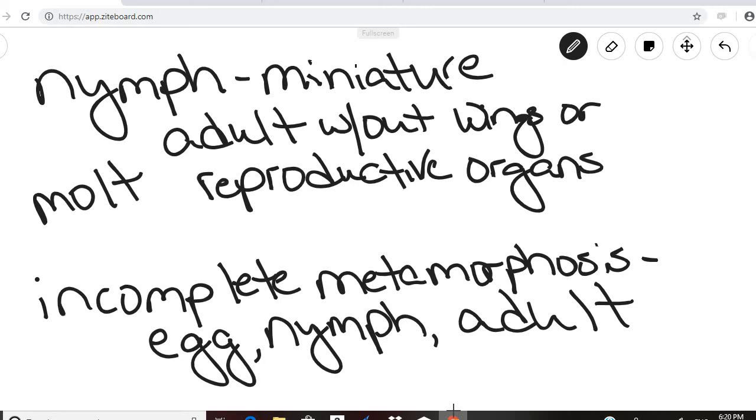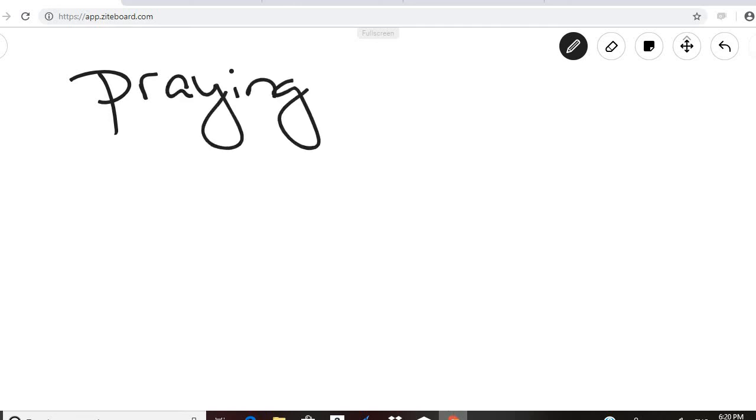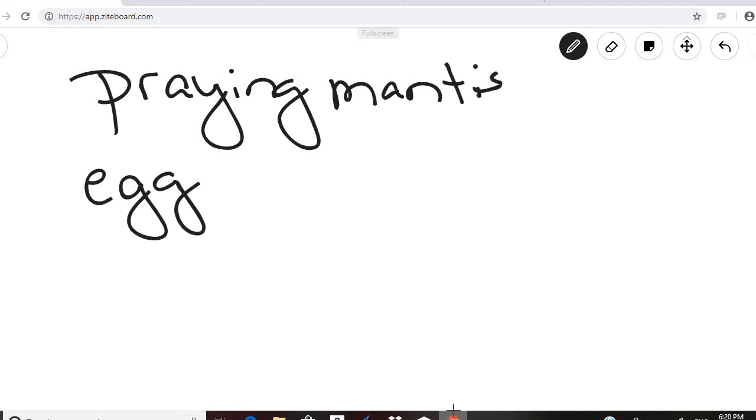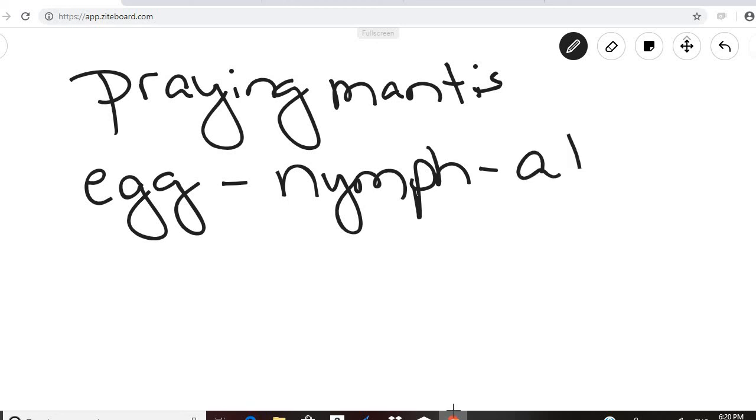Praying mantis is an example of an organism that does incomplete metamorphosis. So a praying mantis just goes from the egg stage, then it goes into the nymph stage that looks a lot like the adult, and then it will go into the adult stage.